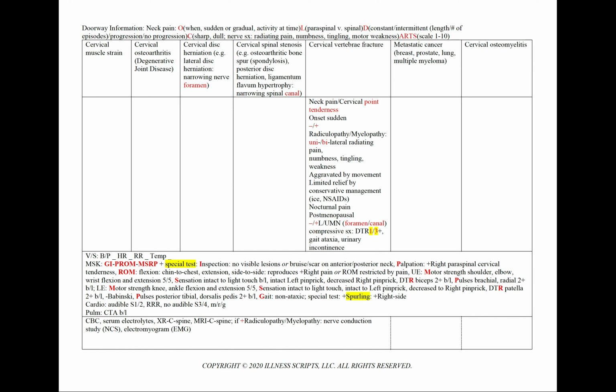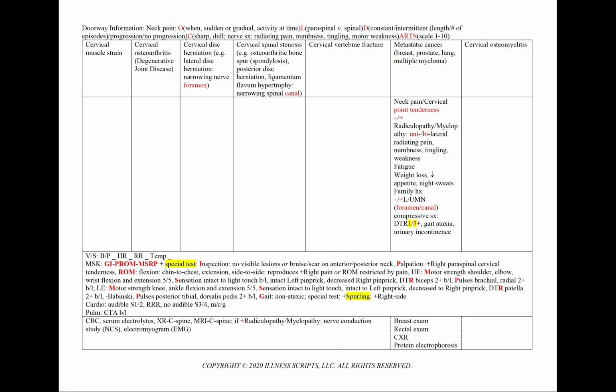We could have either lower motor or upper motor neuron signs, depending on if the fracture is impacting at the nerve foramina or in the canal itself. And this will result, if in the foramen, with delayed deep tendon reflexes, or if in the canal, hyperreflexia with possibly gait ataxia or urinary incontinence.